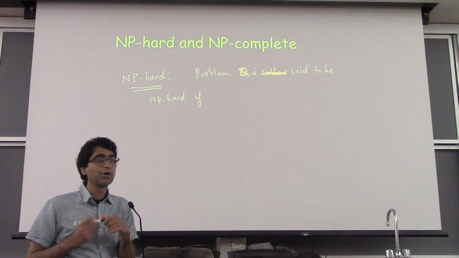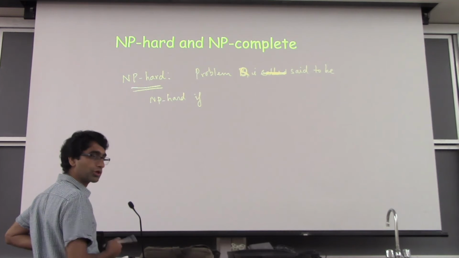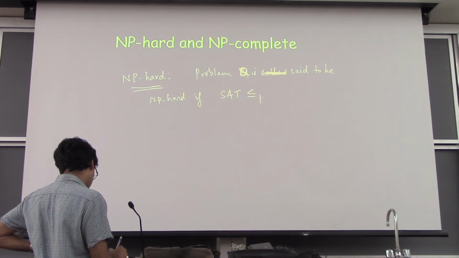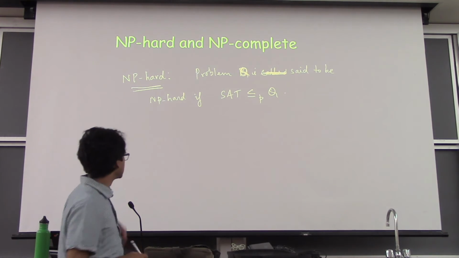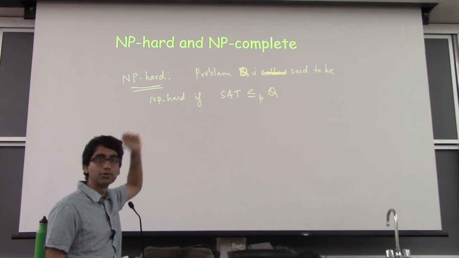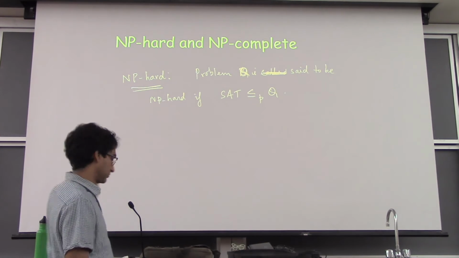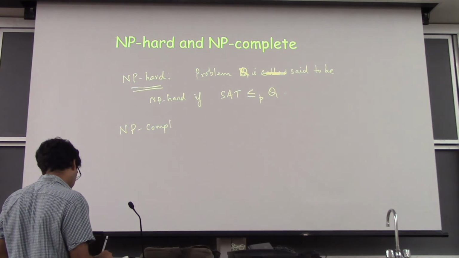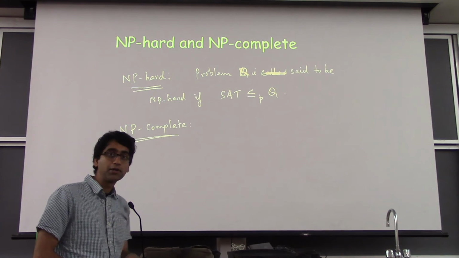Let me write the answer. If satisfiability reduces in polytime to this problem Q, then this problem is harder than SAT. That's when we say the problem is NP-hard. And what is NP-complete?